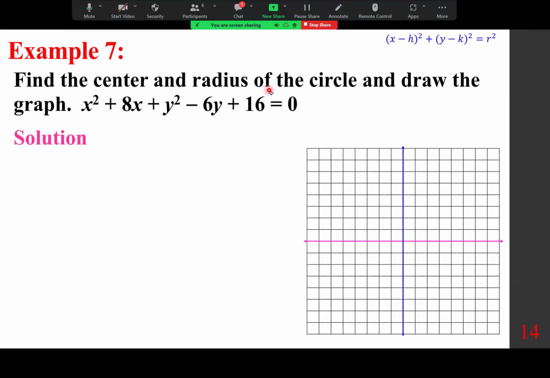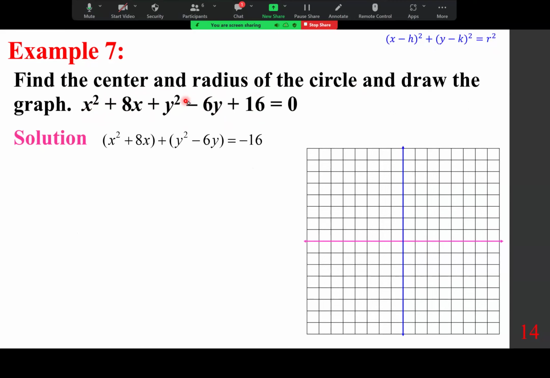Find the center and radius of the circle and draw the graph. It's not given in standard form. They want us to put this in standard form: x squared plus 8x plus y squared minus 6y plus 16. And what you do is 2 things. You move this to the right because we want r squared, and you put these 2 together and these 2 together.